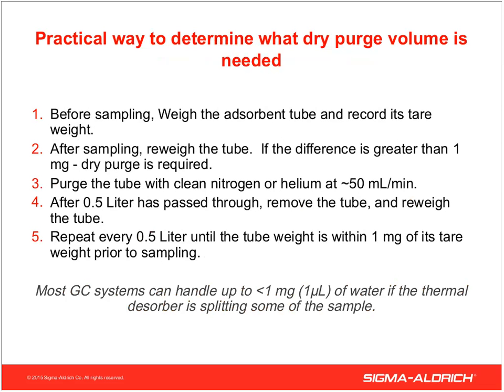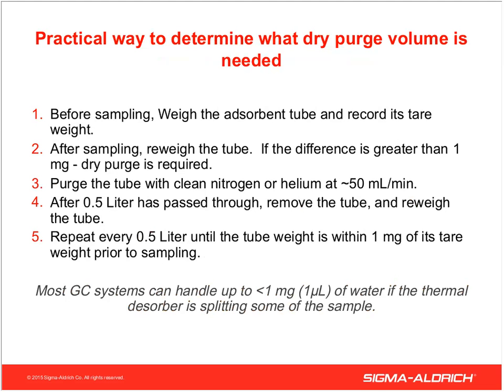So some practical ways to determine what dry purge volume is needed offline, before we put it on our thermal desorber. Prior to sampling, we'd weigh the adsorbent tube and record its tare weight. After sampling, we'd reweigh the tube. If the difference is greater than 1 milligram, a dry purge is required. So then we'd purge the tube with clean nitrogen or helium at around 50 mils per minute. After a 1/2 liter had passed through, we'd remove the tube and reweigh it. We'd repeat this every 1/2 of a liter until the tube weight is within 1 milligram of its initial tare weight prior to sampling.